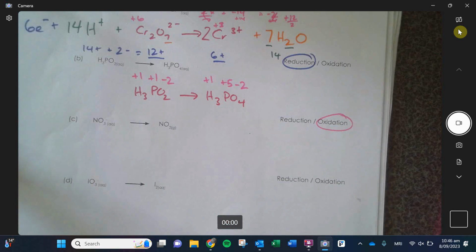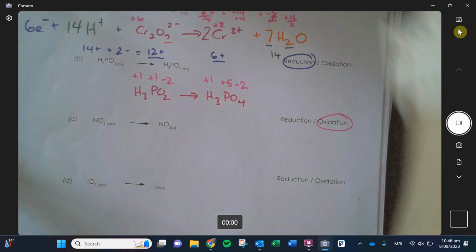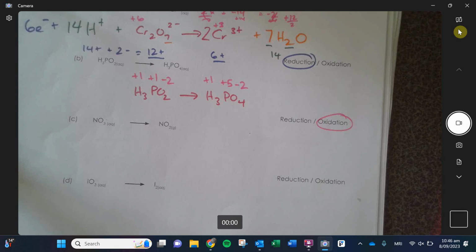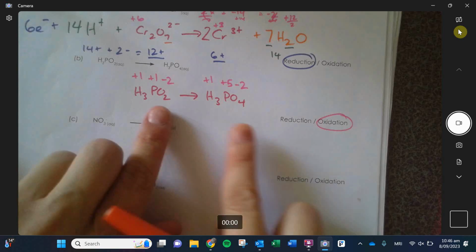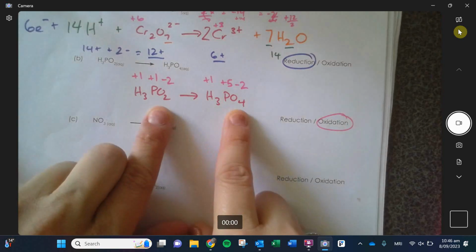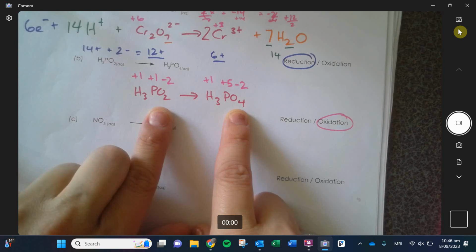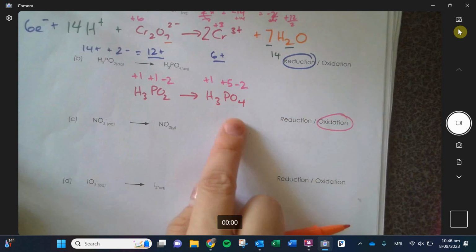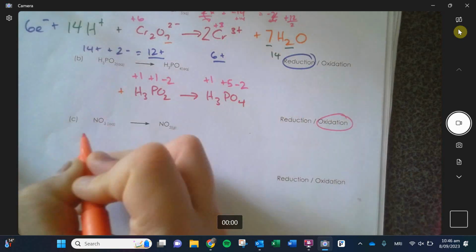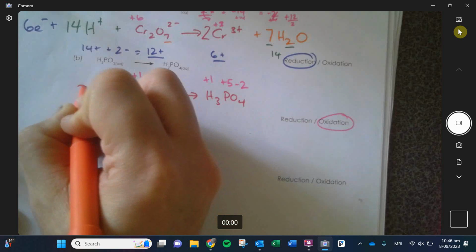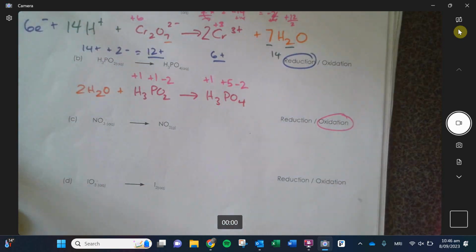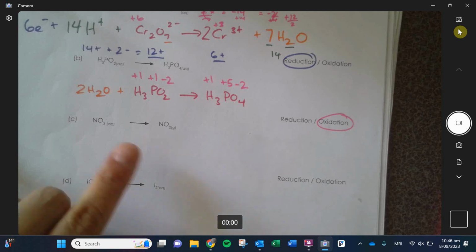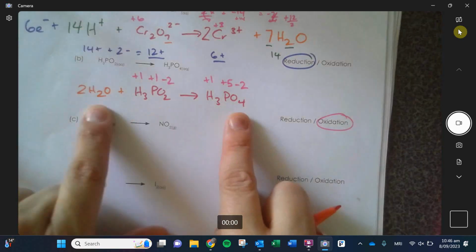All right, step number 2 then is I need to add the water to balance for any extra oxygens. I see 2 over here and I see 4 over here. So those are not balanced. I'm going to be adding water. Am I adding it to the left or the right? To the left, because there's 4 on this side. How many am I going to add? 2. So now I have 4 oxygens on this side and 4 oxygens on that side.